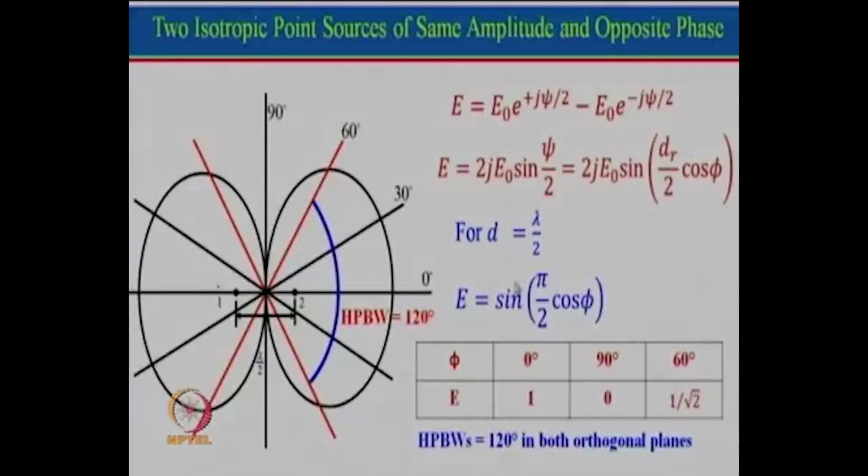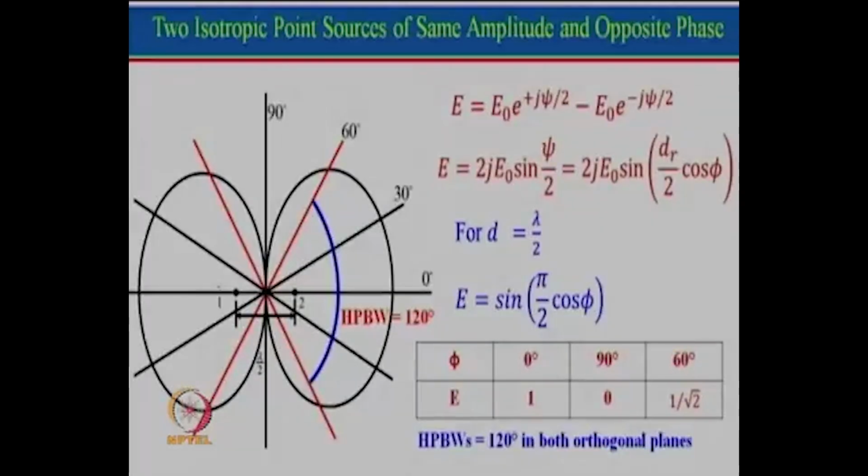Again let us take a case of d equal to lambda by 2. Now the question comes all the time, why do we take d equal to lambda by 2? We can always take d as lambda by 10 or lambda by 4 or lambda or 2 lambda or 3 lambda.